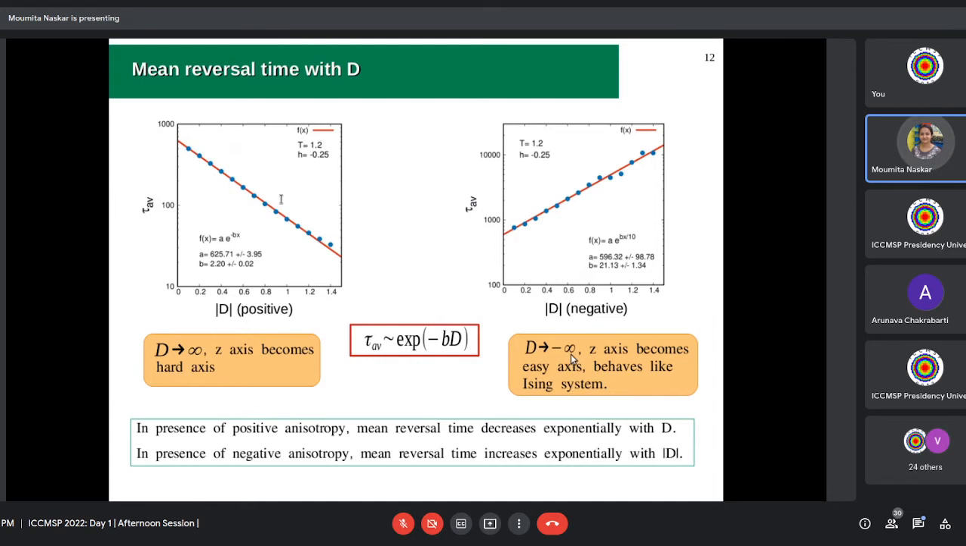But in contrast, in the large limit of negative anisotropy, the z-axis becomes the easy axis, and then the Blume-Capel system behaves like an Ising system. In that case, the spins try to acquire either the +1 or -1 state, and so the energy barrier of the metastable lifetime also increases, because it needs large energy to flip the spin from the +1 to the -1 state, and that is why the lifetime also increases. So by combining these two variations, we can express it mathematically in this way.